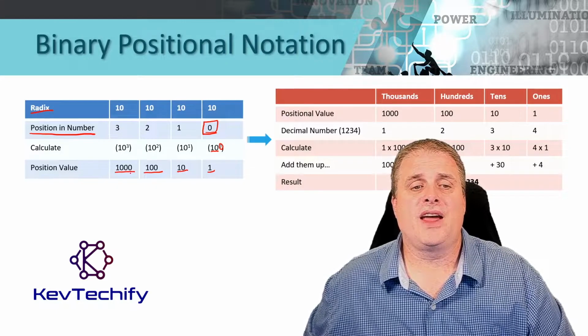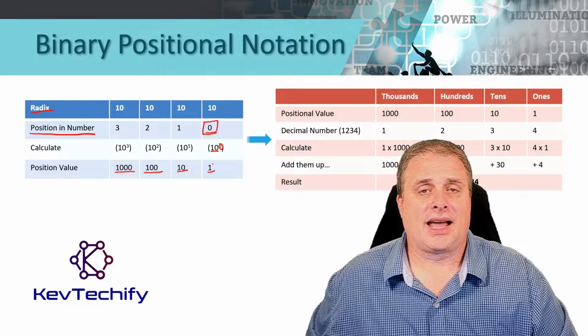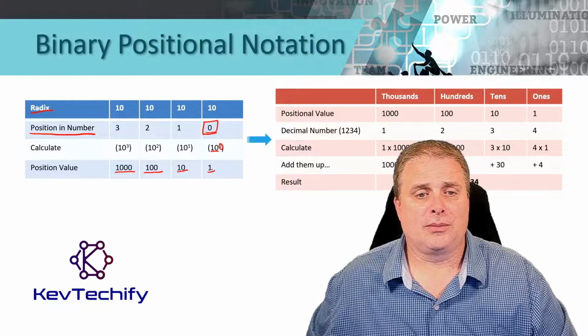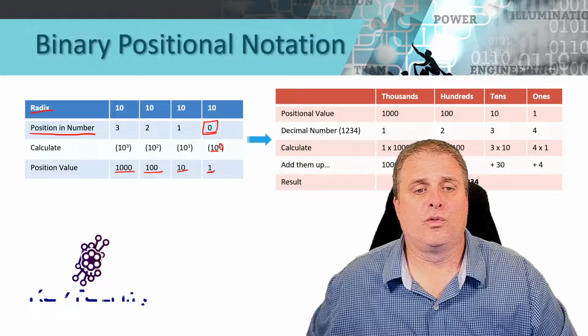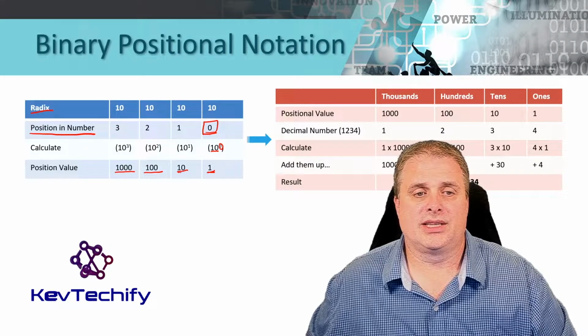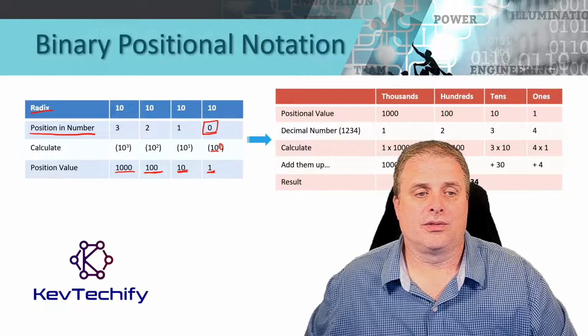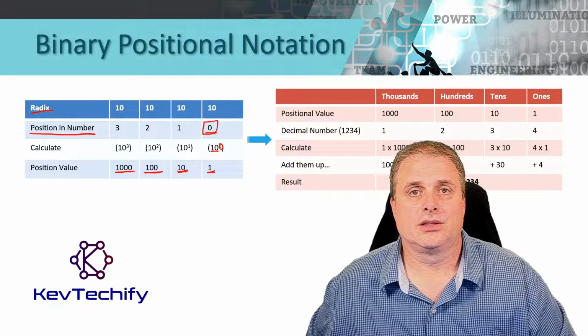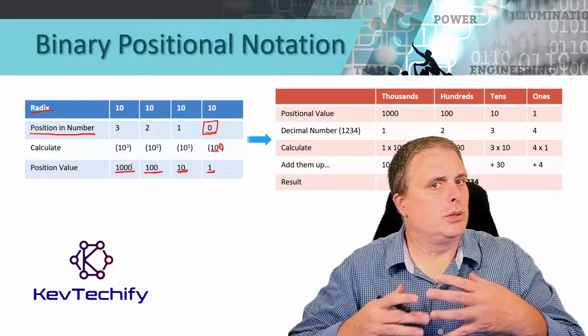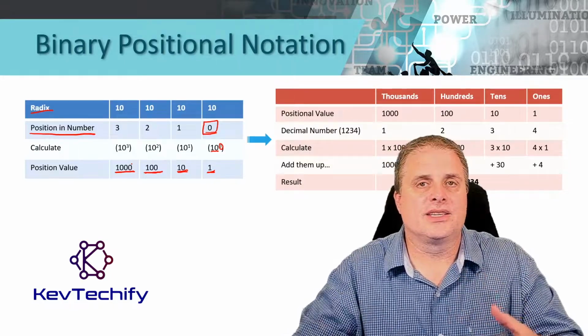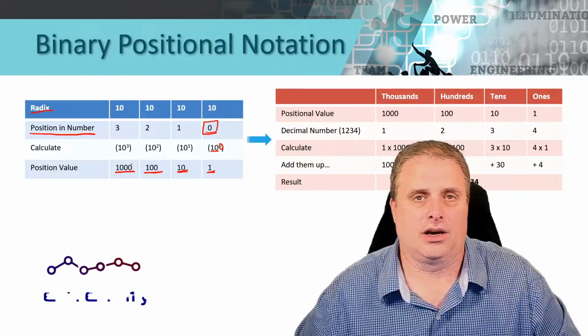What this position value represents is the column. The first column on the right has the value of 1. The second column is the tens column. The next column is the hundreds column. The fourth column is the thousands column. This shouldn't be a surprise. Once again, this is the system we've learned since kindergarten.